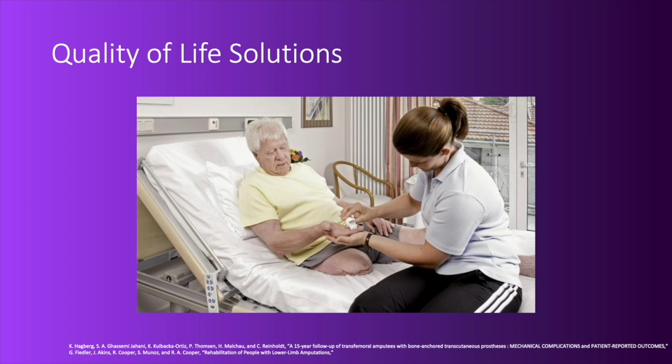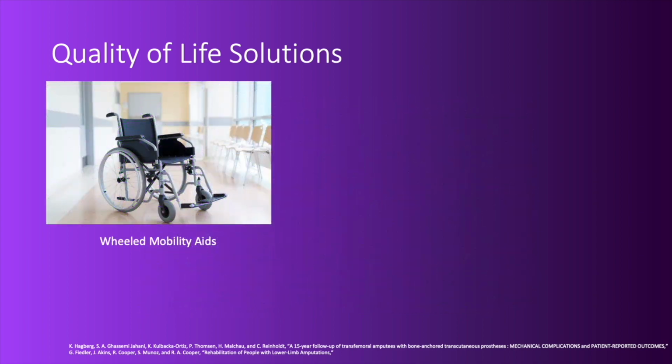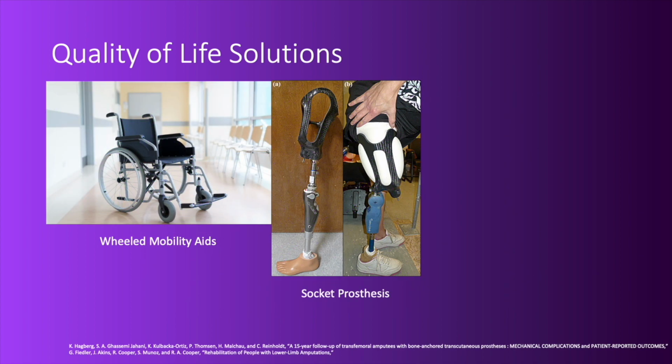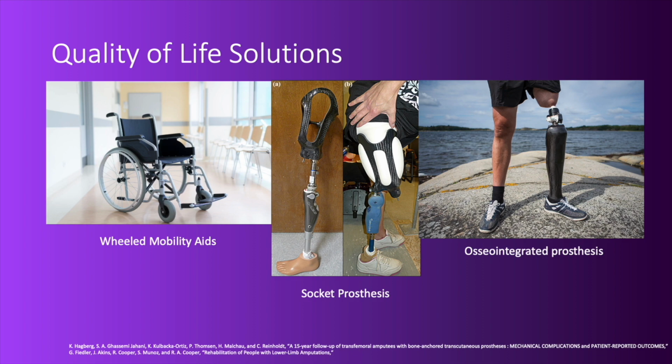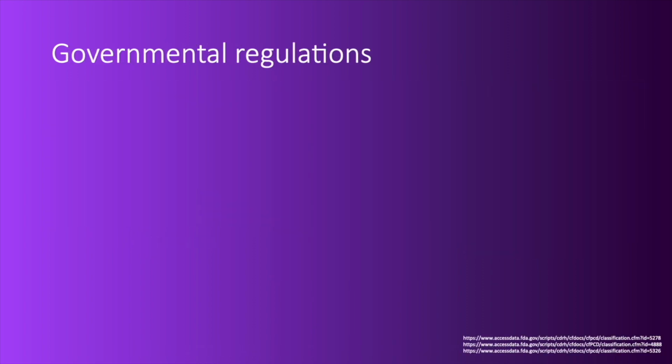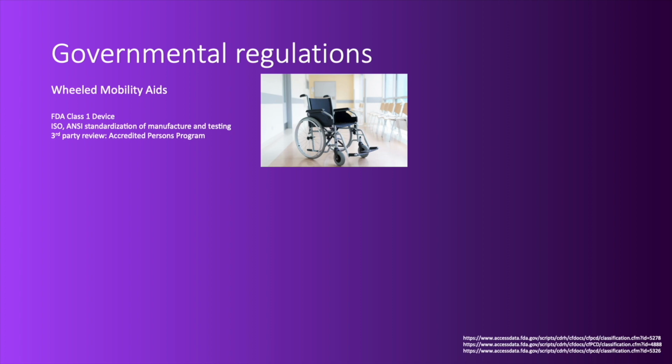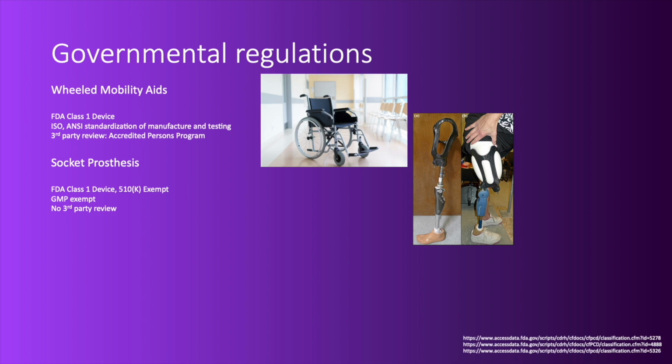There are three major mobility device classifications available to transfemoral amputees. These include wheeled mobility aids, socket prostheses, and the more novel osseointegrated prostheses. Interestingly enough, wheeled mobility aids, although classified as FDA Class 1 devices, are highly regulated through both ISO and ANSI standards. The design of wheeled mobility aids is also open to third-party review from the Accredited Persons Program. In contrast, femoral socket prostheses are highly unregulated, are 510K and GMP exempt, and do not have third-party reviewing processes.